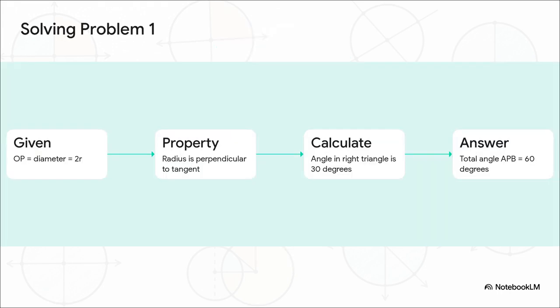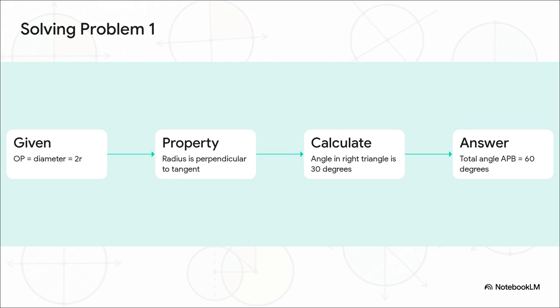Step by step. First, we identify our given property from the source. OP is equal to the diameter. That simply means the length of OP is 2r. Now remember your fundamental tangent-radius relationship. The radius is always perfectly perpendicular to the tangent right at the point of contact. This creates a beautiful right-angled triangle, OAP. In this right triangle, the perpendicular radius is r, and our hypotenuse OP is 2r.